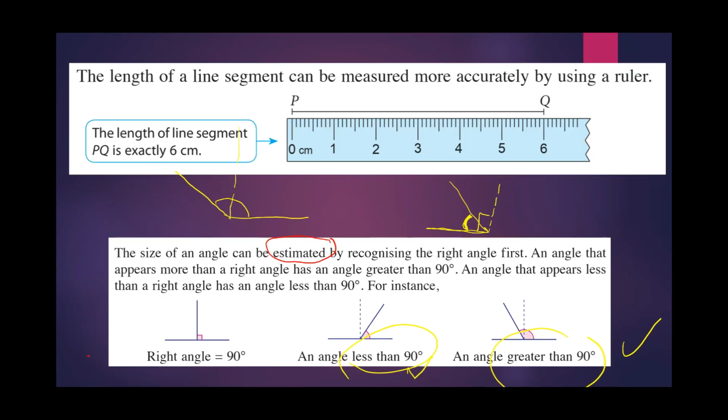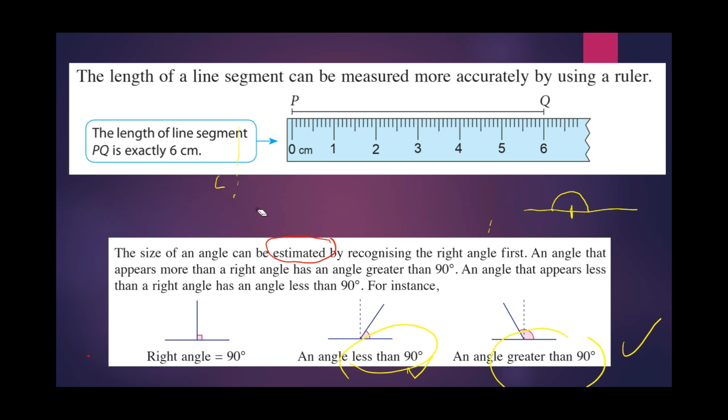Very good. You know how to estimate already. So when you estimate, you are going to use 90 degree as the guideline. Okay, you also can use 180 degree as a guideline. So 180 degree is like this. Later on you are going to learn the angle which is greater than 180 degree or less than 180 degree. So I'm not going to continue with this first. We look at the next one.